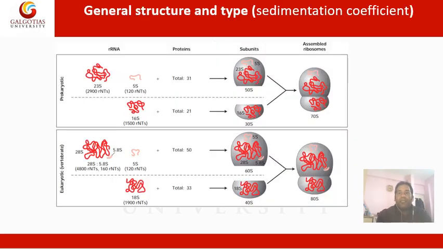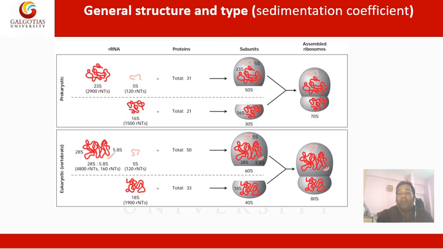Now, if we see the general structure and type of ribosome, as we know the ribosomes are of two types, one is the 70S type and the other one is the 80S type. The 70S type ribosome is made up of two subunits: a large subunit called 50S and a smaller subunit called 30S. The 30S subunit is mainly made up of 16S ribosomal RNA and 21 proteins. When the 16S ribosomal RNA combines with 21 proteins, it leads to the formation of the 30S or small subunit of the 70S ribosome.